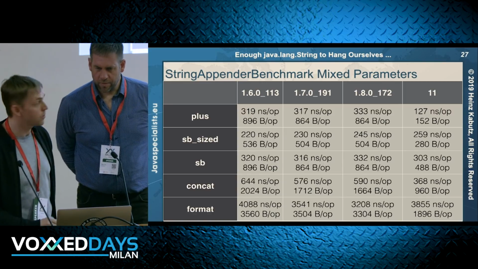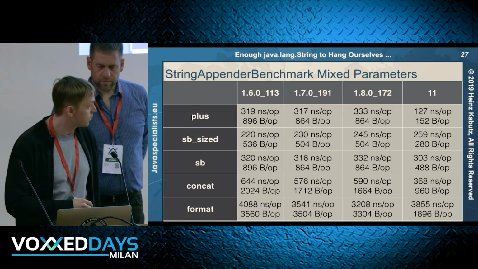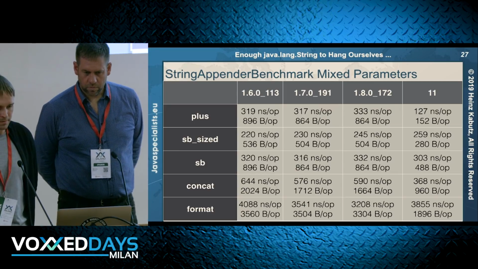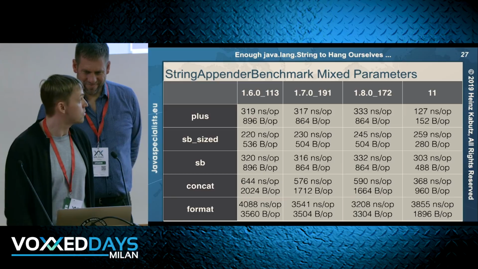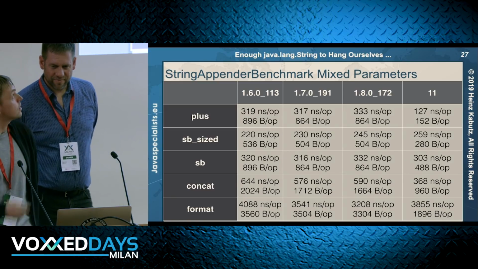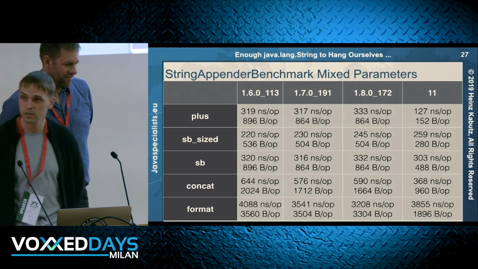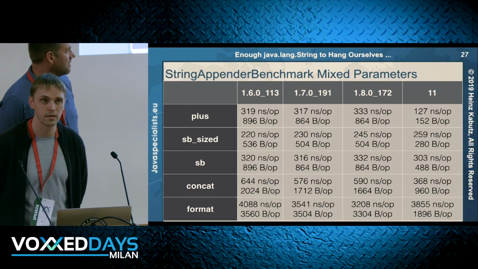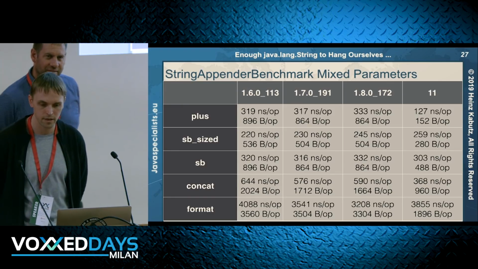I just want to mention one more thing. If you look at the string format down there, it's just horrible. It's like 15x slower than the plus. Well, all is not lost. There is JEP 348, currently in candidate state. It's not slated for any Java release yet.